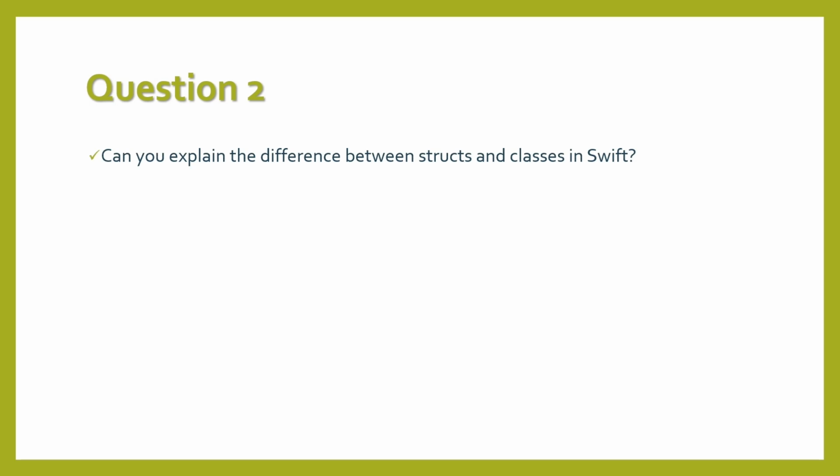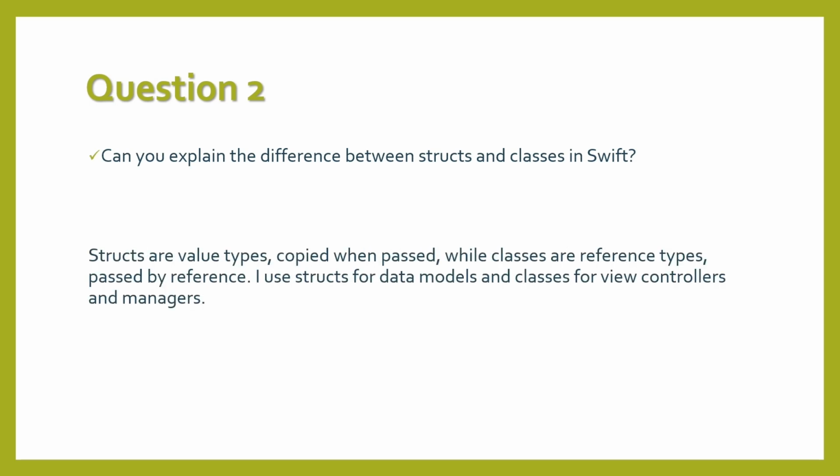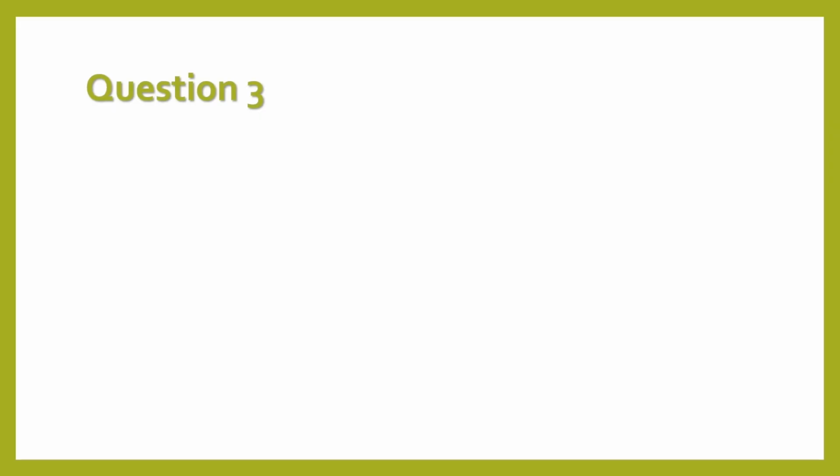Can you explain the difference between structs and classes in Swift? Structs are value types, copied when passed, while classes are reference types, passed by reference. I use structs for data models and classes for view controllers and managers.